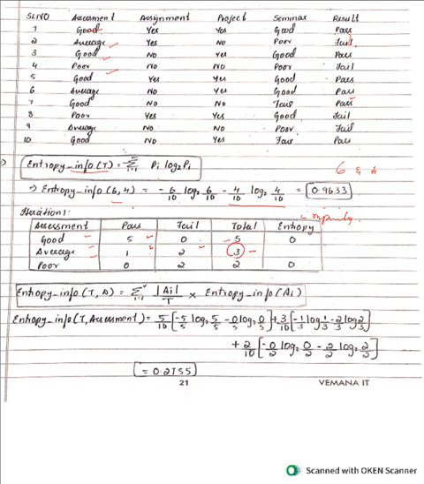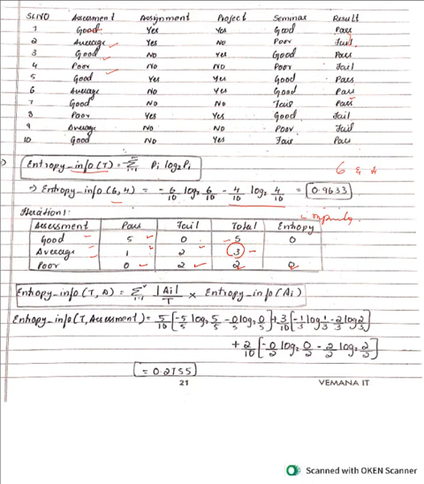Next, if you see poor, we have 0 and 2. We have totally 2 instances, and all the 2 belong to the fail class. So pass is 0 here, and the entropy remains 0. Suppose if you have 2 instances, 1 and 1, then the entropy will be 1, that is 50-50%. But here all belong to one category, so that is why the entropy is 0.